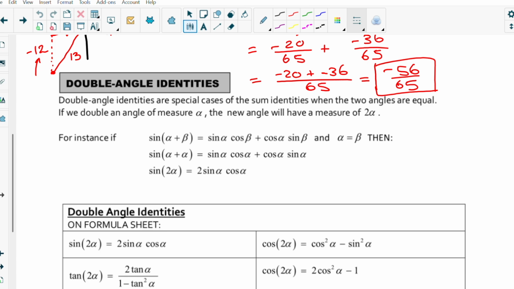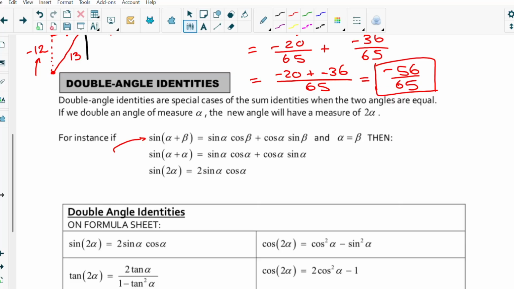Double angle identities. Double angle identities are special cases of sum identities when the two angles are equal. If we double an angle of measure alpha, the new angle will have a measure of 2 alpha. So for instance, here's the quick proof of one of our most basic double angle identities.